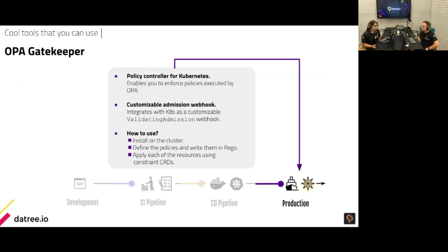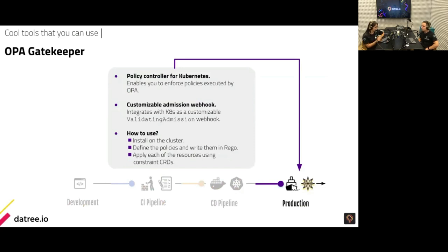Gatekeeper is a policy controller for Kubernetes. It enables you to enforce policies that are executed by OPA under the hood. It's practically an admission webhook. It integrates with Kubernetes as a customizable validation admission webhook. How to use it is very, very simple. You want to make sure that you install it on your cluster. You need to define your policies yourself using Rego, because we're talking about OPA under the hood. And then after you define your policies, you apply each one of them using Kubernetes CRDs.